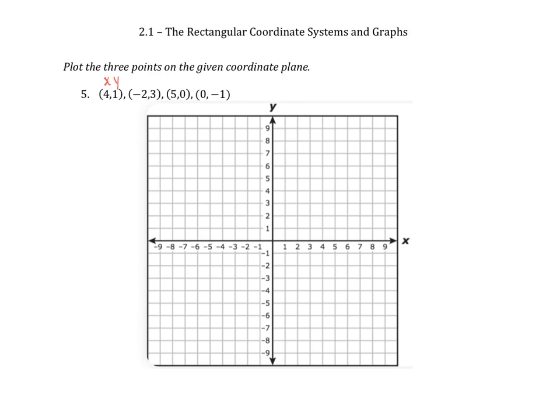So for 4, 1, that means 4 to the right, up 1. You don't put a point after you move to the right 4. You have to wait until you use both numbers. So over 4, up 1 is here. So we're going to call that point A.